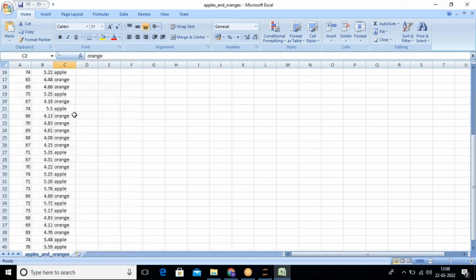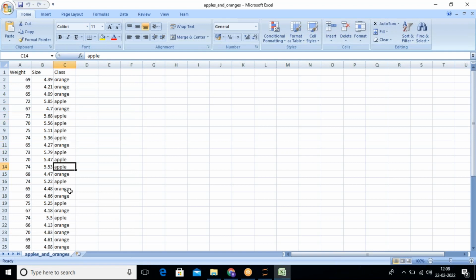And basically it's a smaller data set. So we have to classify whether it is an apple or whether it is an orange. Getting the point? So these are the weights and these are the sizes. Just have a look at this data set. I'm giving you a time of 1 minute.